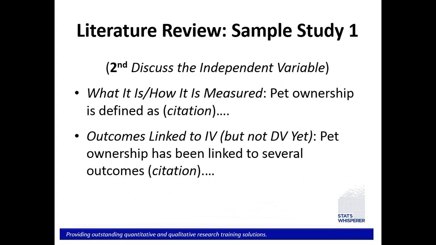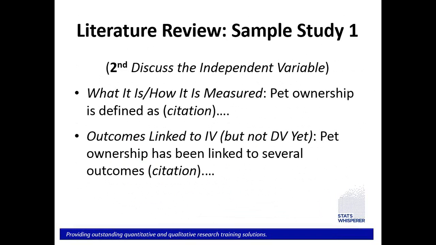Right, then second, and you could even put a subheading, right, if you wanted, saying pet ownership or something to that effect. But second, we discuss the independent variable, right? So what it is and how it's measured. So suppose we called it pet ownership, right? Living with a dog or a cat, maybe that's considered pet ownership. So we say pet ownership has been defined as, and we go on and mention that, and it's probably defined a few ways. So we could describe that.